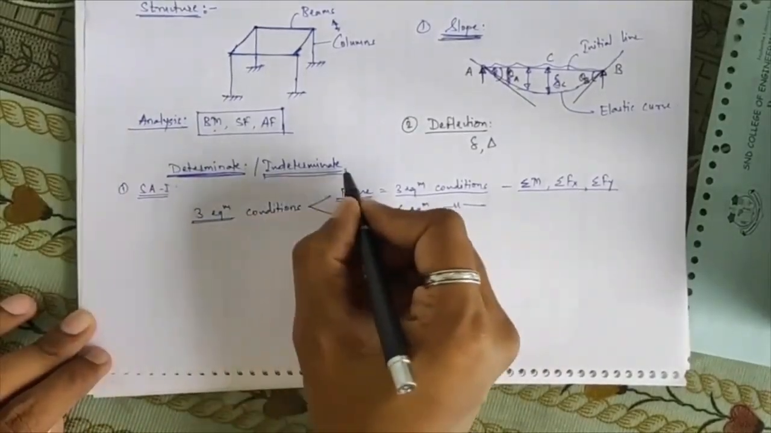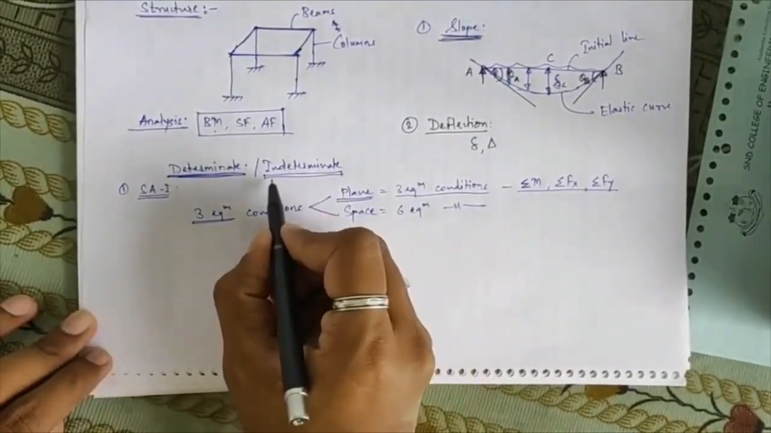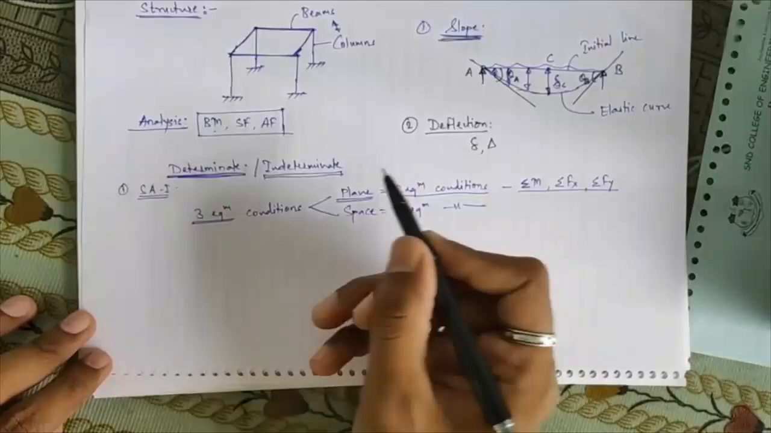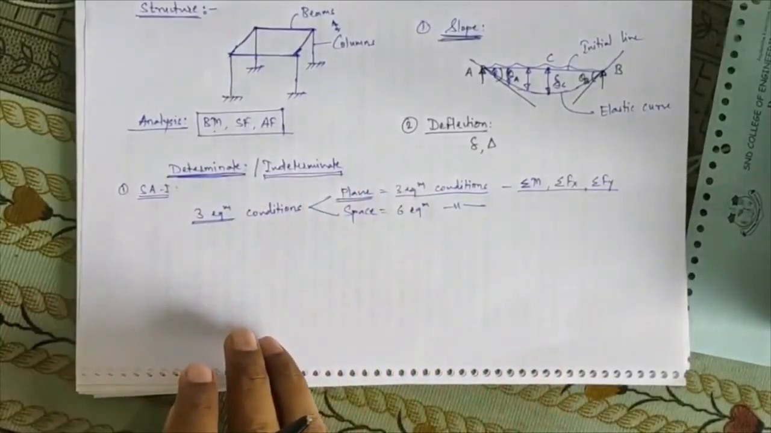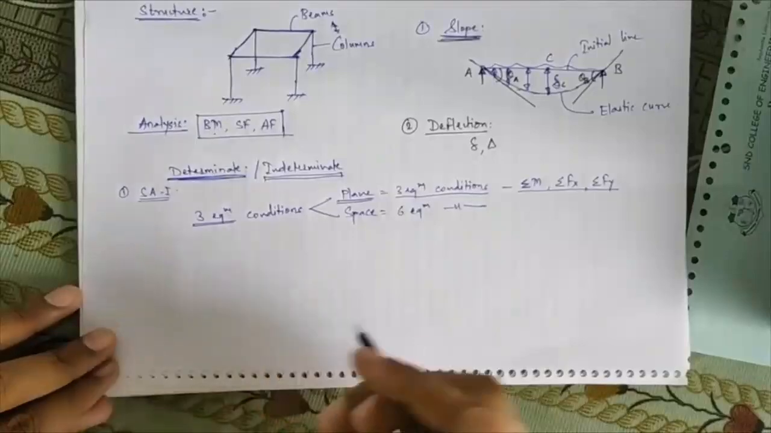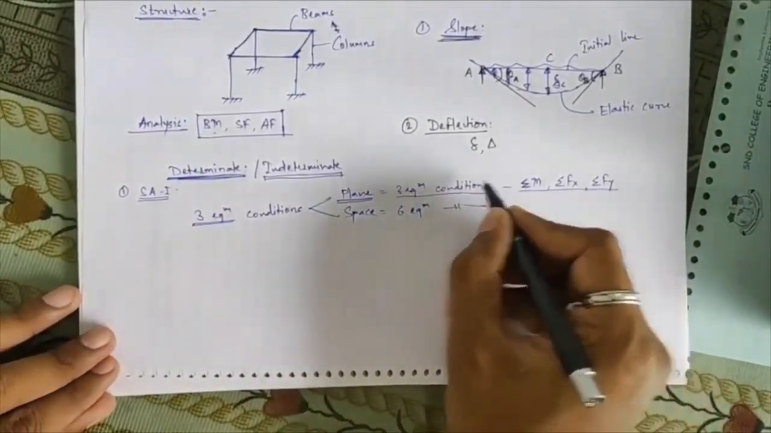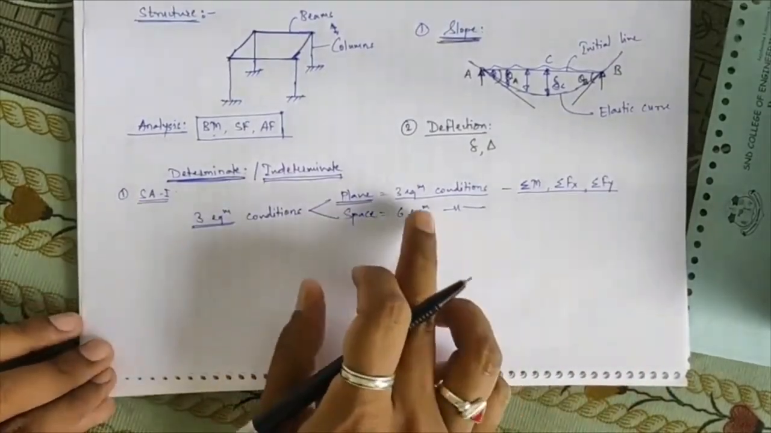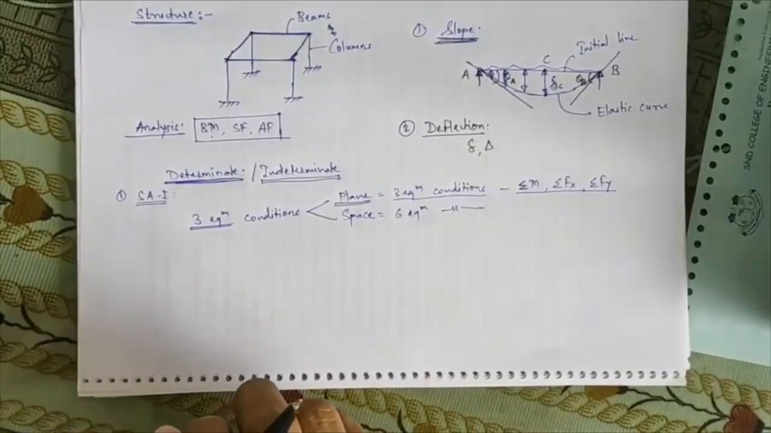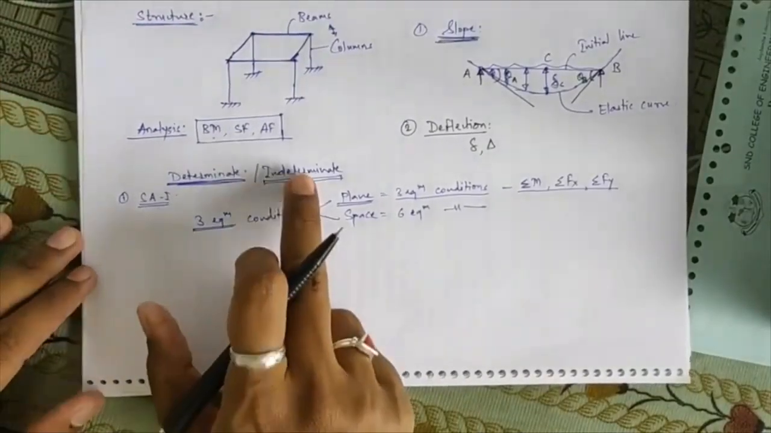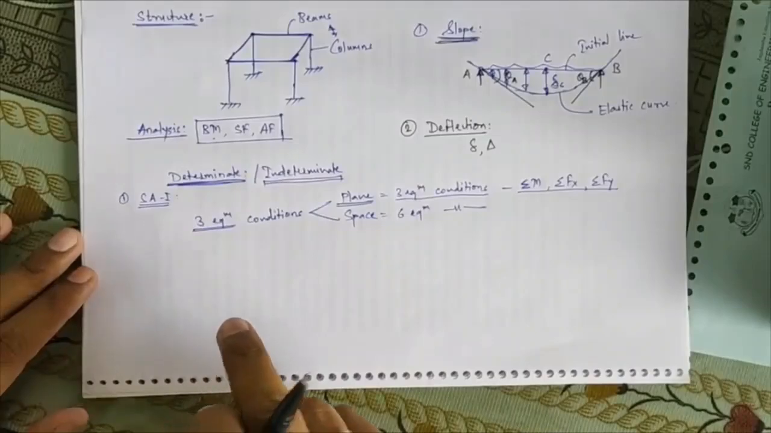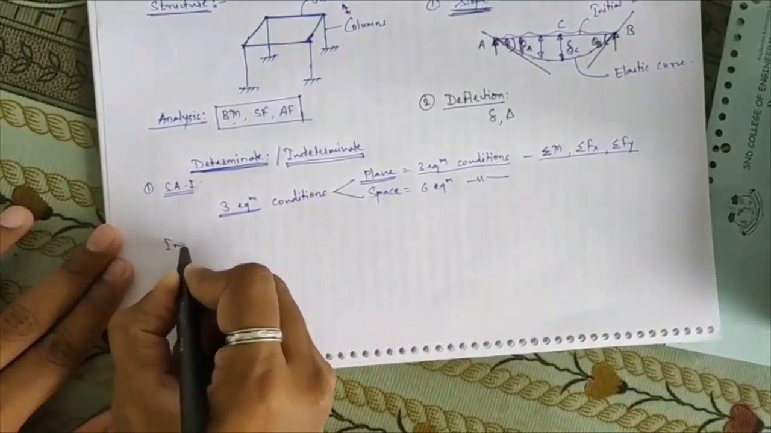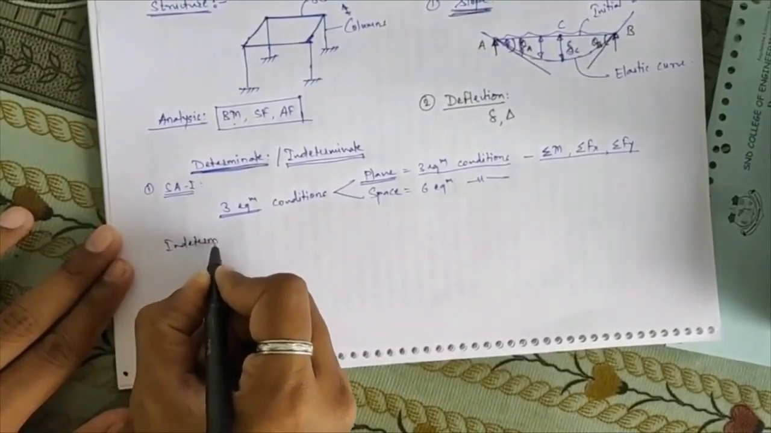So how can we define an indeterminate structure? If the conditions of equilibrium are not sufficient to analyze the structure, that structure is called an indeterminate structure. That means the conditions you need will be more than the equilibrium conditions; some extra conditions are needed for analysis of this structure. So in an indeterminate structure, first we need to find out the indeterminacy.